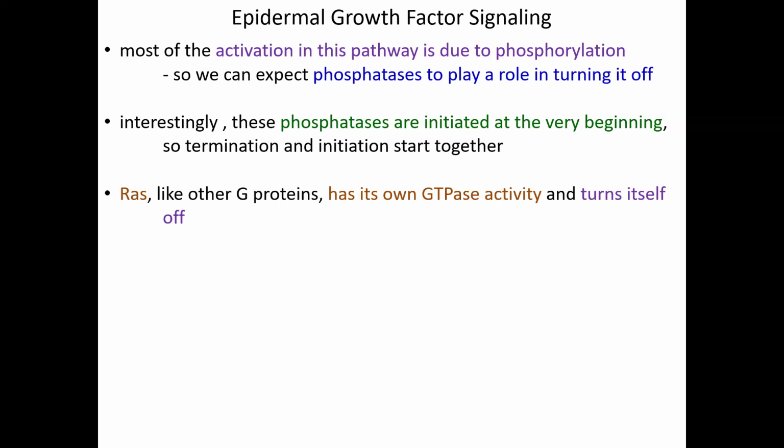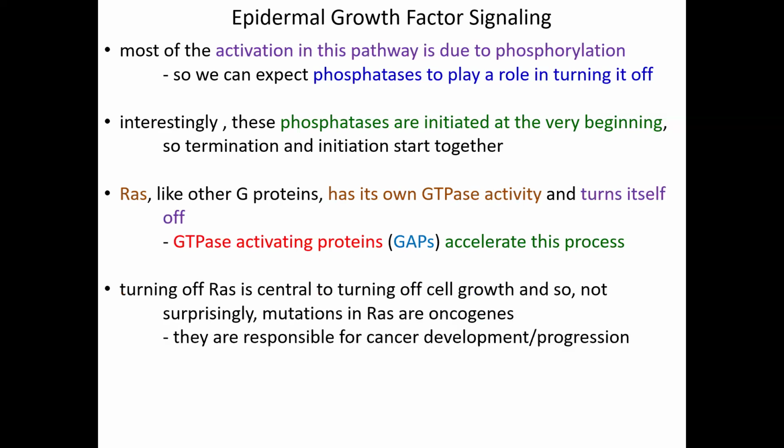And RAS, like other G proteins, of course, has its own GTPase activity, and it will turn itself off on a timer. Once it cleaves GTP to make GDP, it will inactivate. And there are other proteins called GAPs, GTPase activating proteins, which can accelerate that timer and make RAS turn off more readily. Turning off RAS is central to turning off cell growth. And so, not surprisingly, mutations in RAS are oncogenes, which is why I wanted to tell this story.